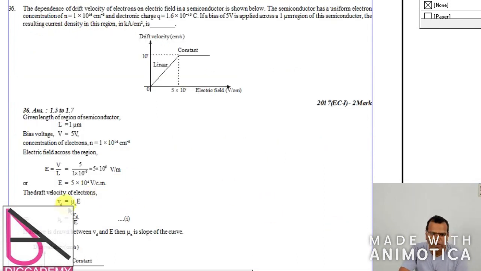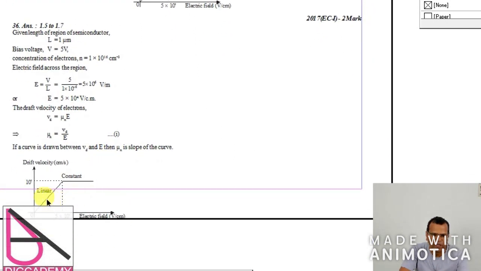So mu n is what? Your drift velocity is mu n into E. E we have already calculated. Drift velocity can be obtained from here. E is 5 into 10 power this. So from here you get the drift velocity, and that is nothing but the slope. So here from the slope of this you get the mobility. Why? Because mu n is Vd upon E. The slope of this curve is Vd upon E.